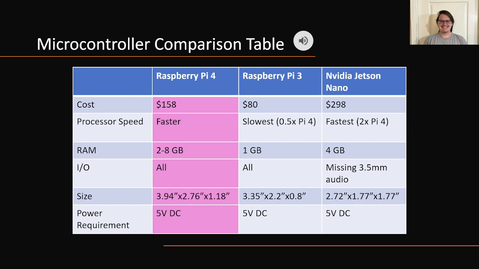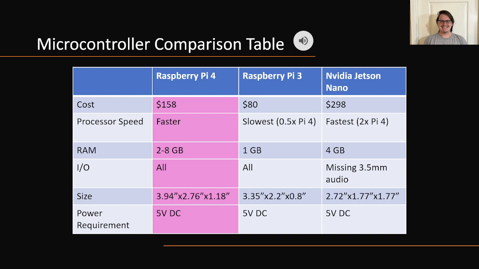Next up we have the Raspberry Pi 3, which is the cheapest out of the 3, and only costs $80. However, it is also the slowest. It only has 1 GB of RAM capacity, however it also has all the I/O that we do need. It is the second largest in terms of size.